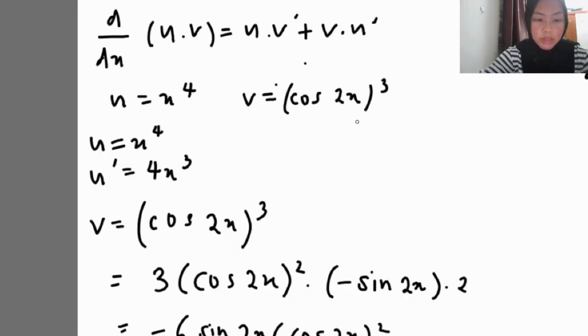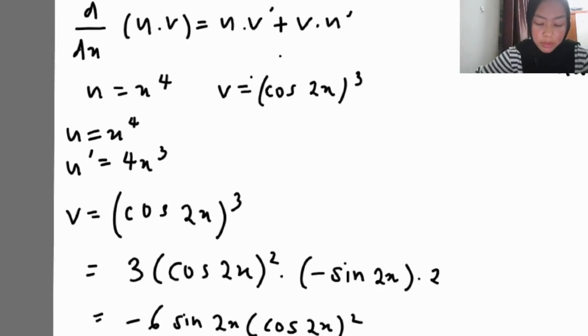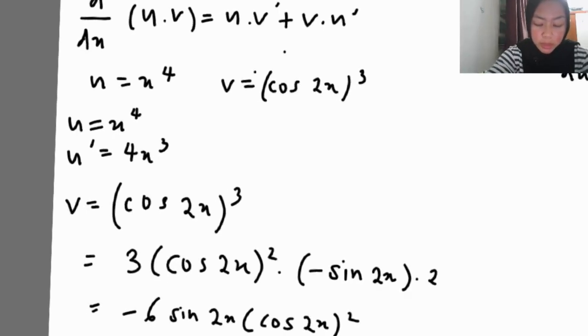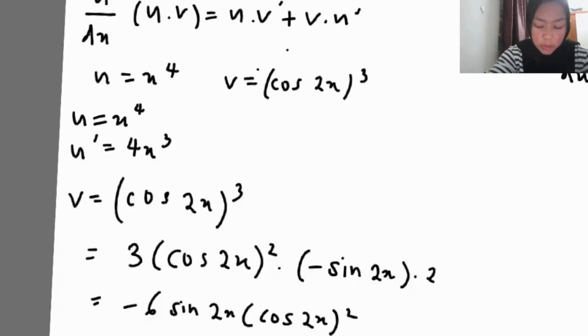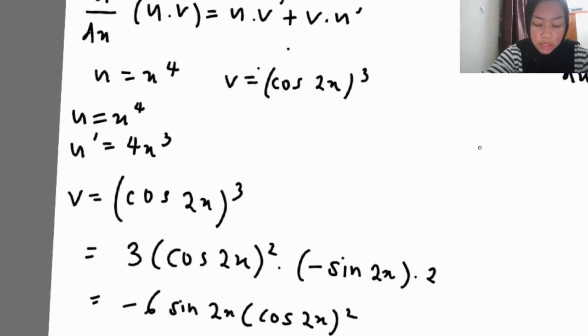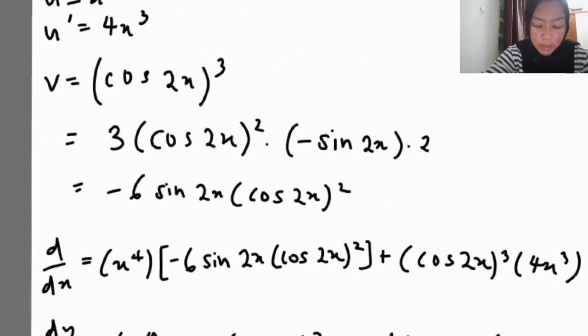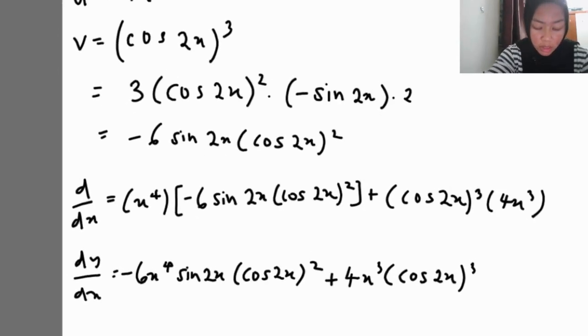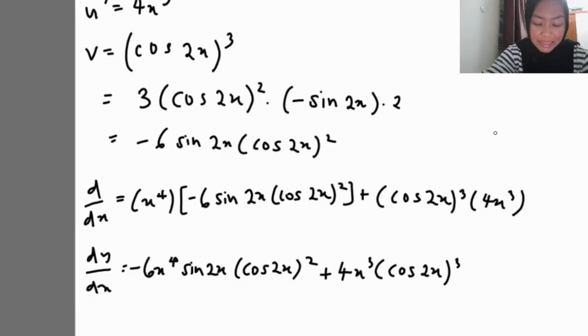And then step 3 is we're going to substitute into the product rule formula. Okay, so next we substitute these components into our product rule formula. We take our original u term and multiply it by v prime, then we add our original v term multiplied by u prime. Written out, this gives us negative 6x to the power of 4 sine 2x cos 2x squared plus 4x cubed cos 2x cubed.